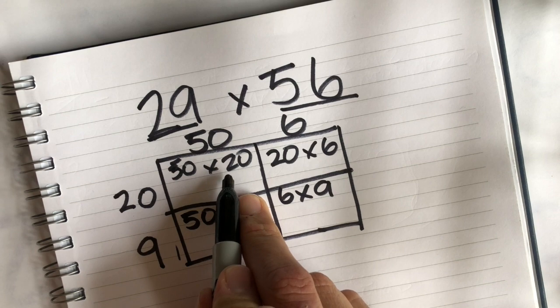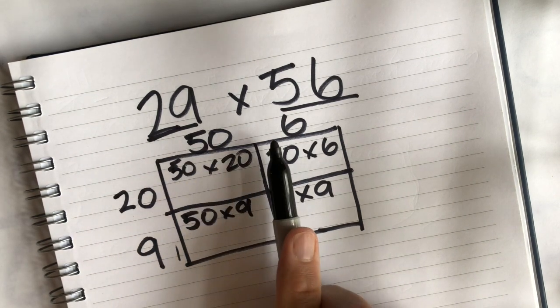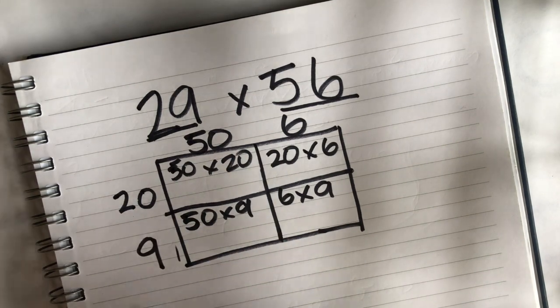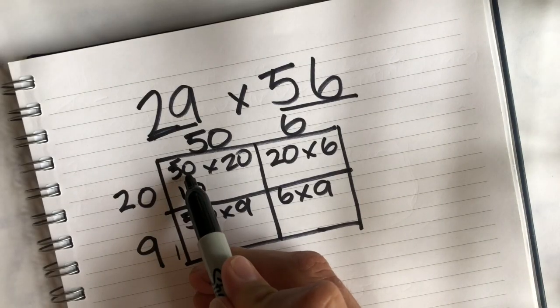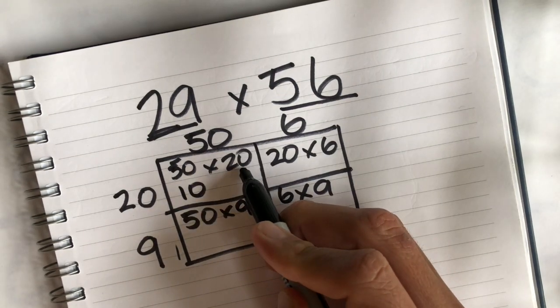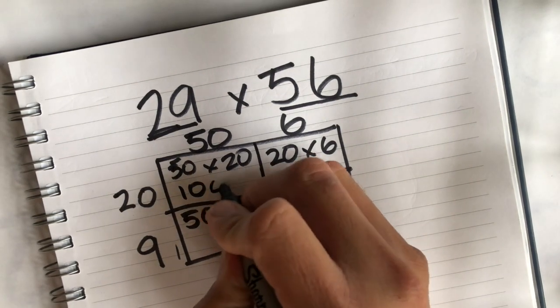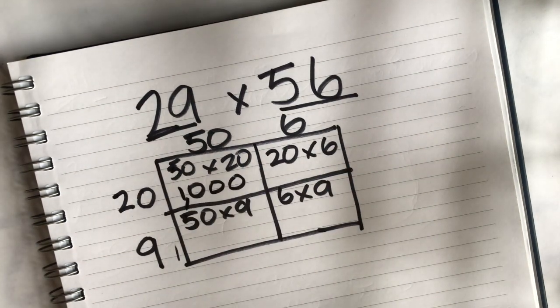And this one, we can simplify it by first just covering up those zeros at the end of each number and be left with 5 times 2, which gives us 10. And then I'm going to add the 2 zeros, the one after the 5 in 50, and the one after the 2 in 20. So I'm going to add 2 more zeros to that. So this first box here is going to give me 1,000.